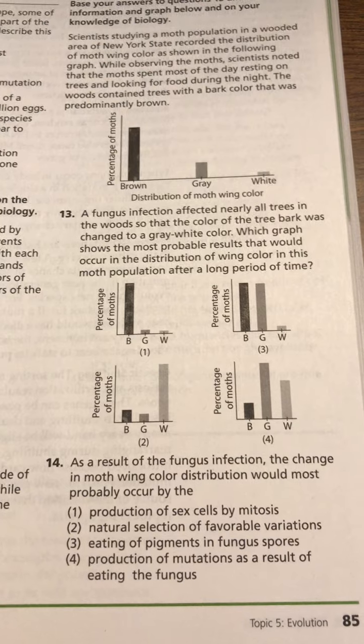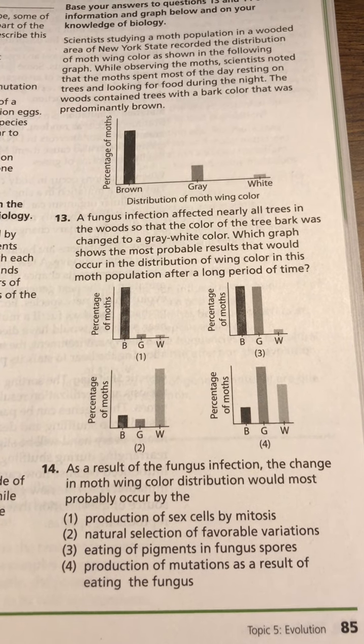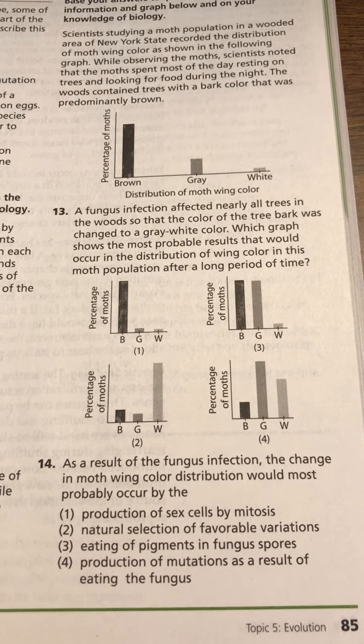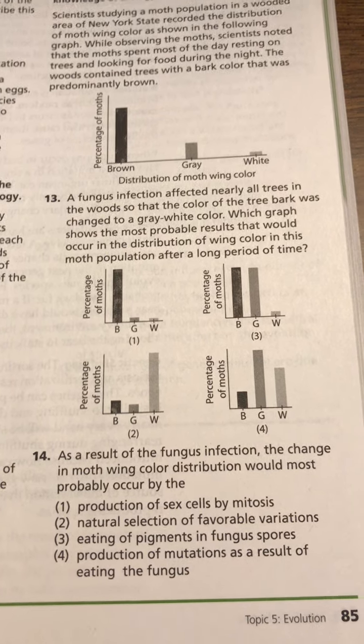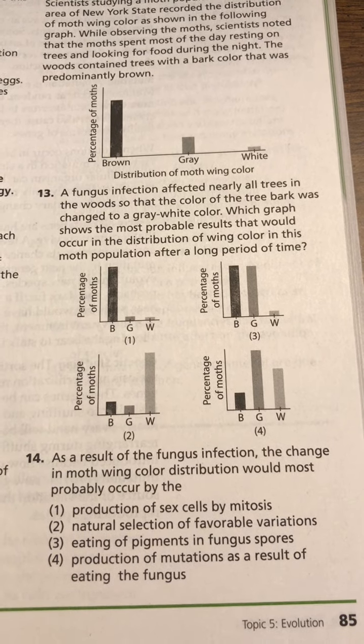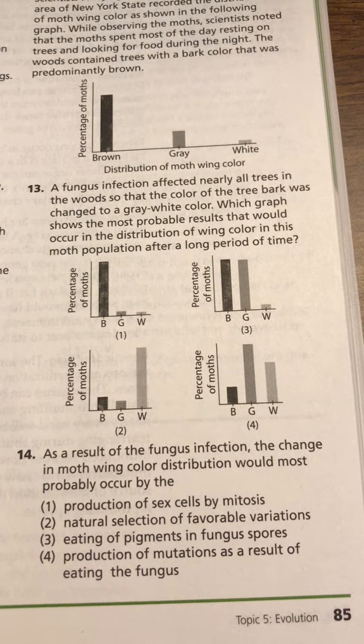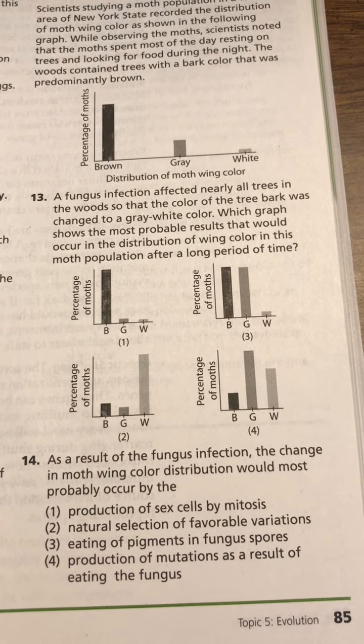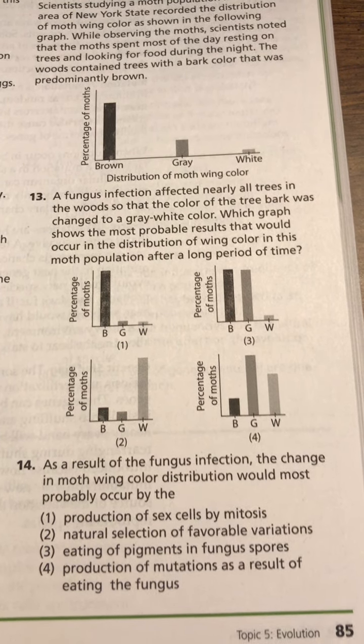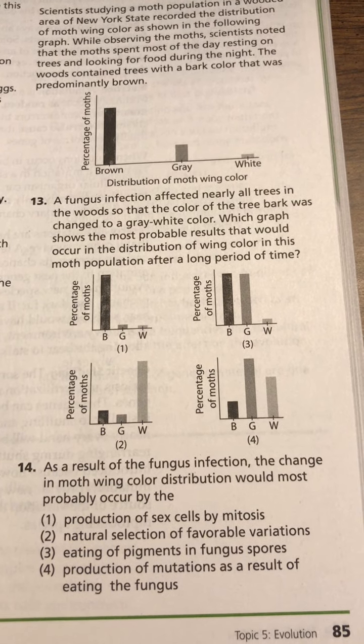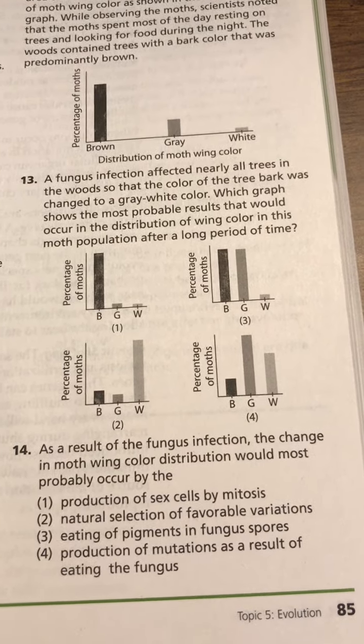14. As a result of fungus infection, the change in moth wing color distribution would most probably occur by the 1. Production of sex cells by mitosis, 2. Natural selection of favorable variations, 3. Eating of pigments and fungus spores, or 4. Production of mutations as a result of eating the fungus.